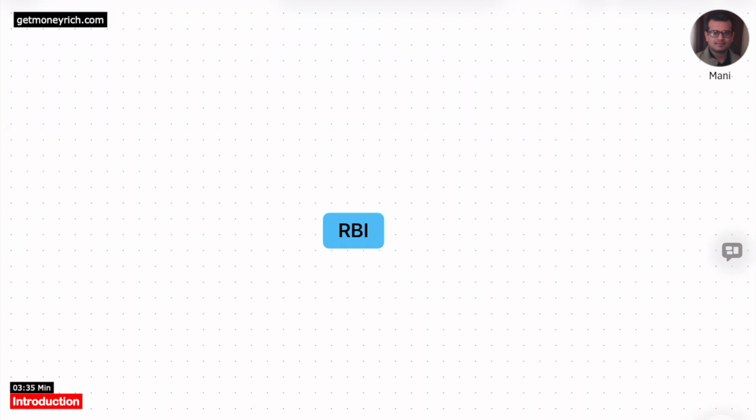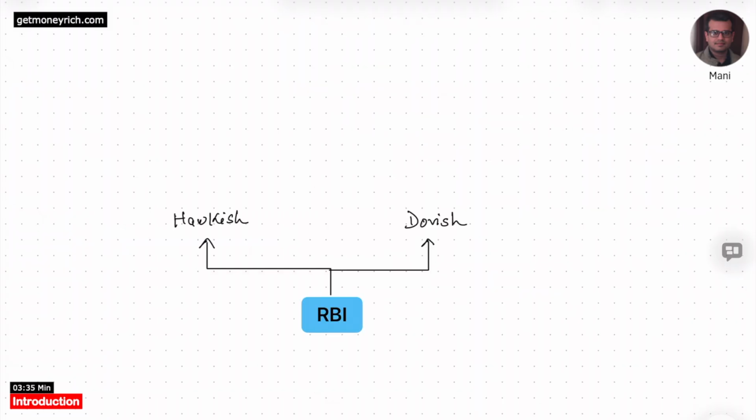So basically RBI can take two types of stances when it comes to interest rates. Either RBI can take a hawkish stance or it can take a dovish stance. What does a hawkish stance mean? Hawkish stance means either RBI is increasing the interest rates, or it is maintaining the interest rate at a high level. In a dovish stance, RBI is either lowering the interest rates or it is maintaining what is already a lower rate.